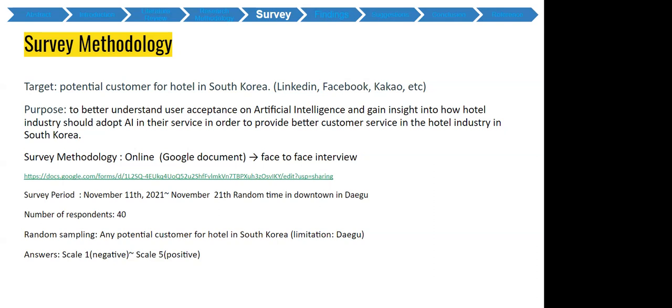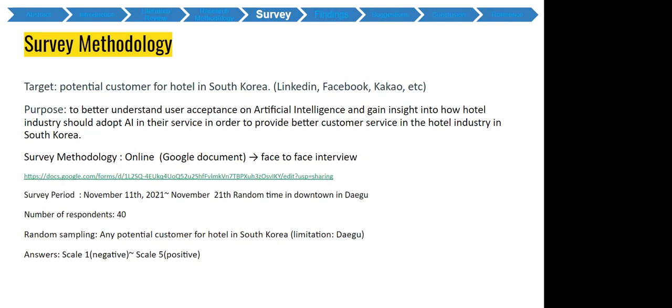But we believe that there are still limitations for this survey because the survey was conducted in Daegu, but the answers from Daegu could not actually reflect our topic exactly. And since we did our survey in the downtown, we believe that there were very limited people who can access the downtown or who were in the downtown.